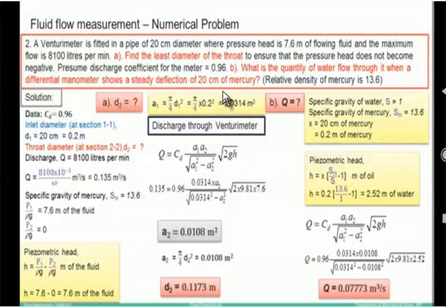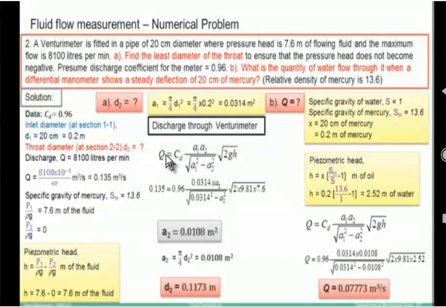Okay, now coming to find the least diameter of the throat, that is d2. So we know that A1 is equal to pi by 4 d1 square is equal to pi by 4 into 0.2 square, then it becomes 0.0314 meter square. Okay, but we should know the d2. So to know that d2, we have one formula, Q is equal to Cd A1 A2 by root of A1 square minus A2 square into root of 2gh.